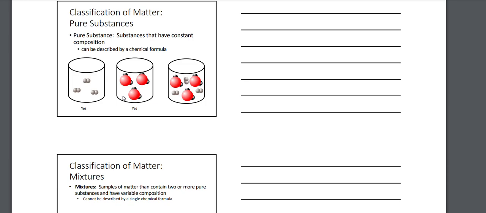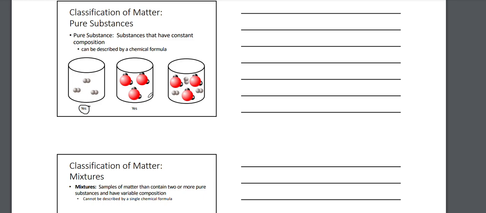So if you look at the first beaker to the left here, when you have the 2 little balls bonded together, this is the hydrogen molecule, where you have 2 hydrogen bonded together to form the elemental hydrogen. Now, my question would be, in order to describe this as a pure substance or not, would I be able to describe this in a single chemical formula? The answer is yes. I can simply write H2. So as a result, this one is a pure substance.